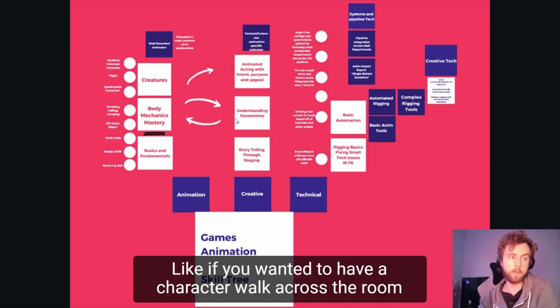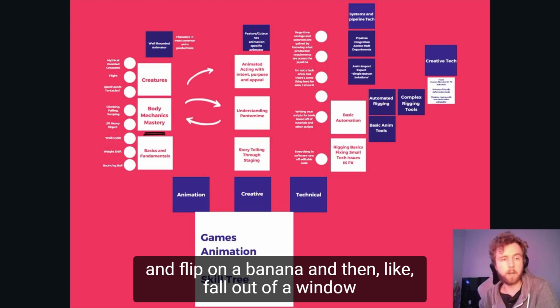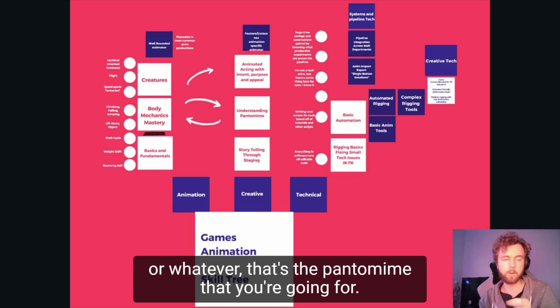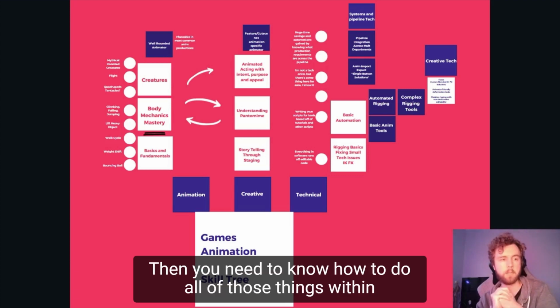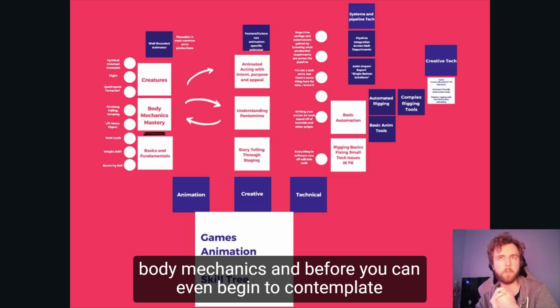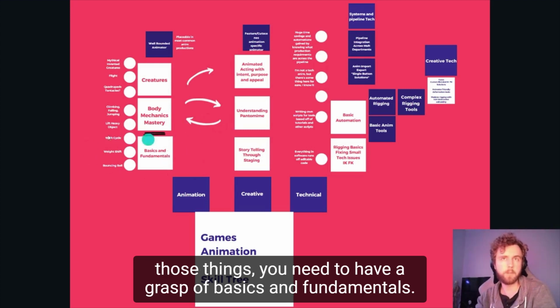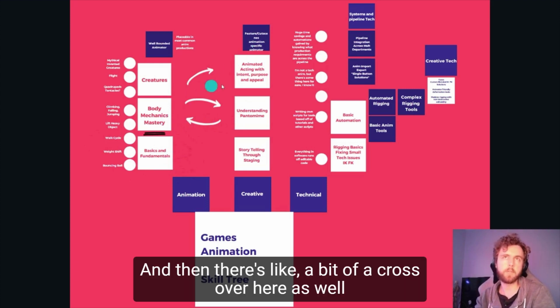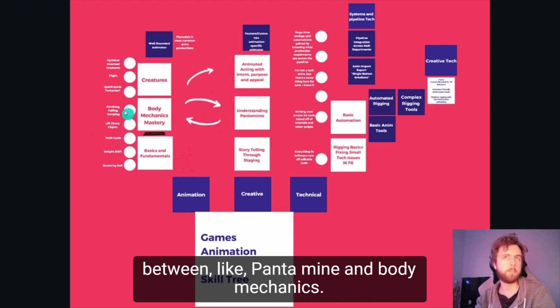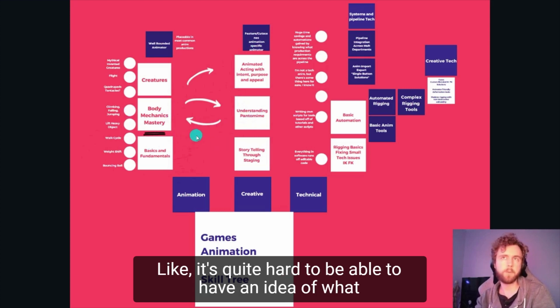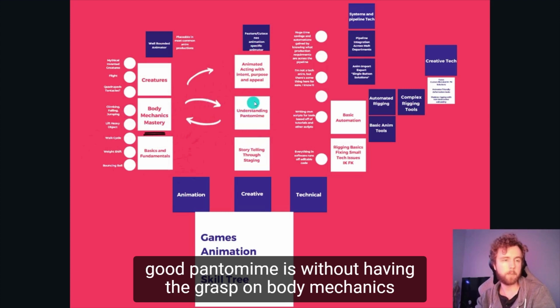If you wanted to have a character walk across a room and slip on a banana and then fall out of a window or whatever, if that's the pantomime that you're going for, that's the little story you're telling, then you need to know how to do all of those things within body mechanics. And before you can even begin to contemplate those things, you need to have a firm grasp of basics and fundamentals. And then there's a bit of a crossover here as well between pantomime and body mechanics. It's quite hard to have an idea of what good pantomime is without having the grasp on body mechanics to begin with.